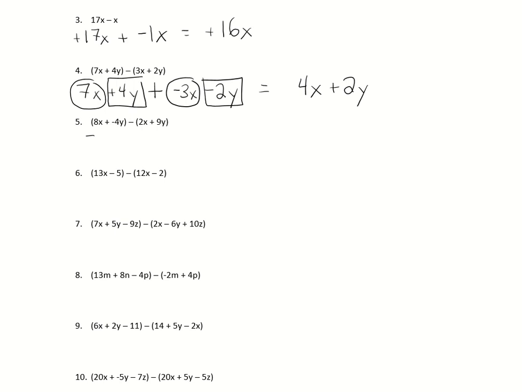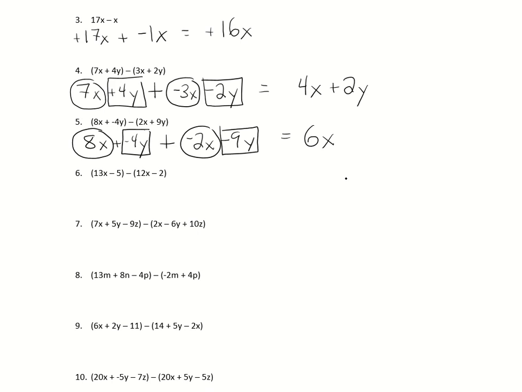On question 5, we're going to keep the 8x and the negative 4y, but we're going to change it to an adding problem. The opposite of 2x is negative 2x. The opposite of adding 9y is subtracting 9y. I can go and get my like terms. The 8x and the negative 2x are going to combine to make 6x's. The negative 4y and the negative 9y are the same sign, so I'm going to add those, getting 13y's, and I'm going to keep that negative sign with them.